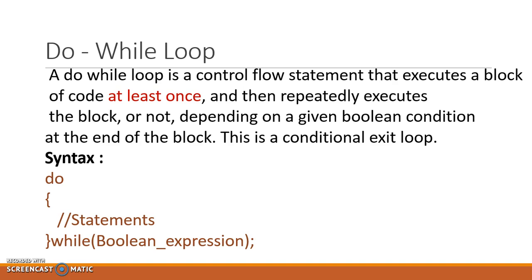Do-while loop. A do-while loop is a control flow statement that executes a block of code at least once and then repeatedly executes the block or not, depending on a given Boolean condition at the end of the block. So this is said to be a conditional exit loop. The syntax of the do-while statement is: do, a set of statements, while a Boolean expression turns out to be true.